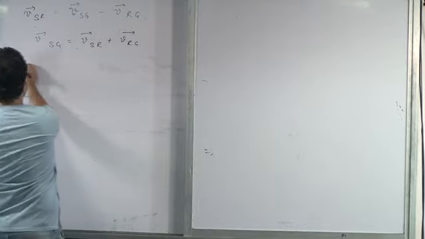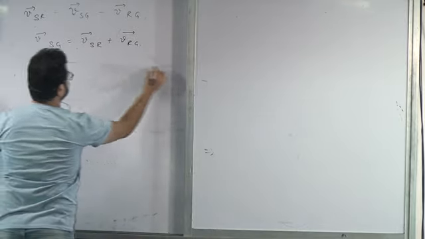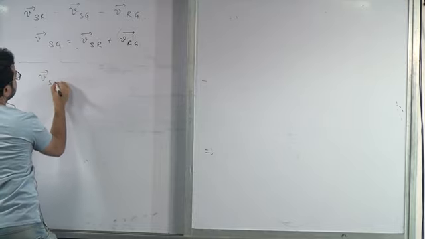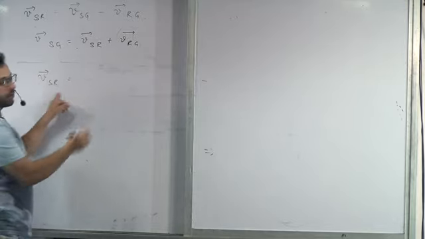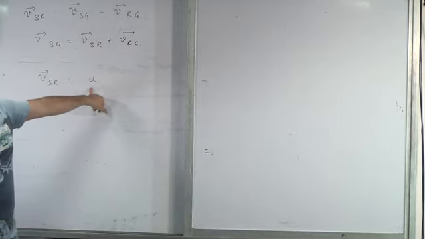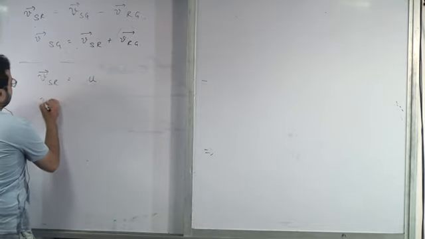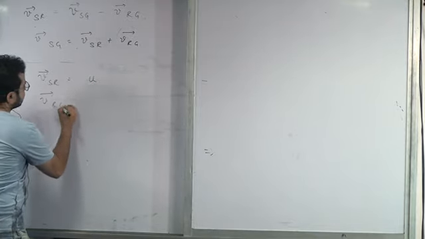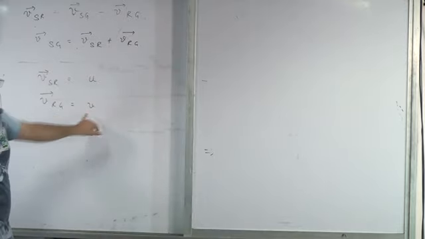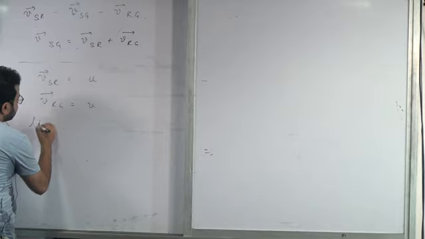Any problem? Okay, now suppose the velocity of the swimmer with respect to the river is, let's say, u. The velocity of the swimmer, or velocity of boat, with respect to river is u. The velocity of the river with respect to ground is, let's say, v. Correct?